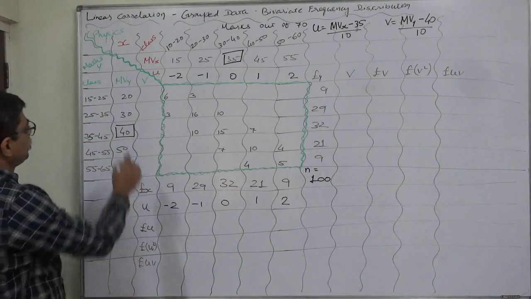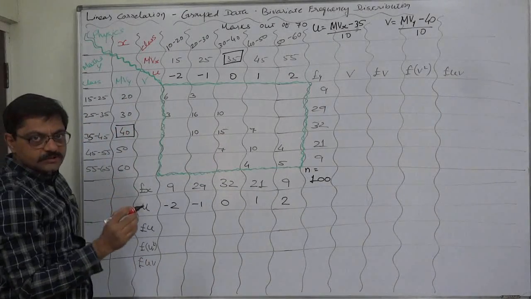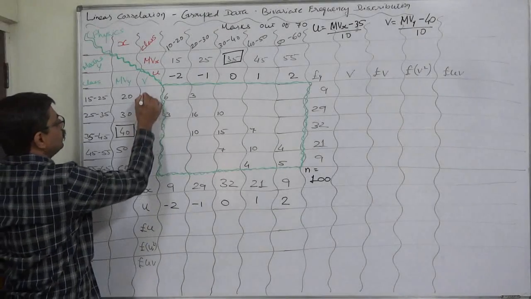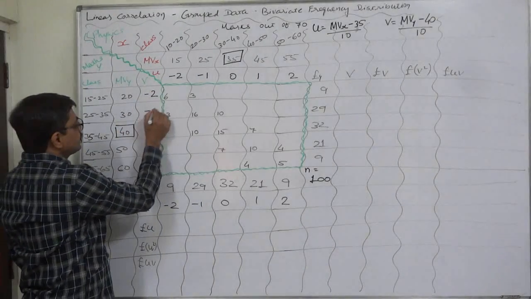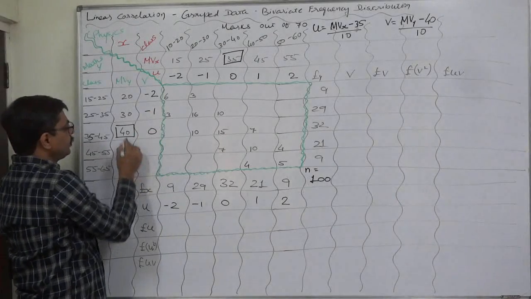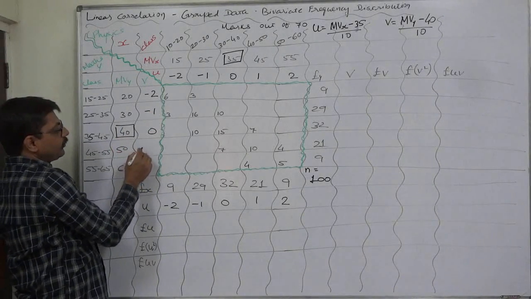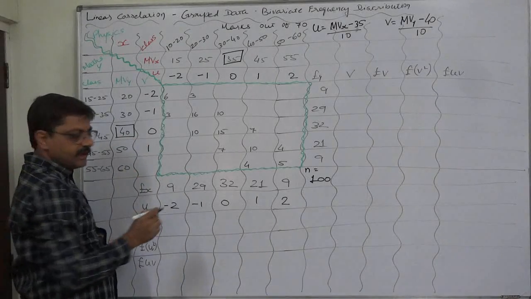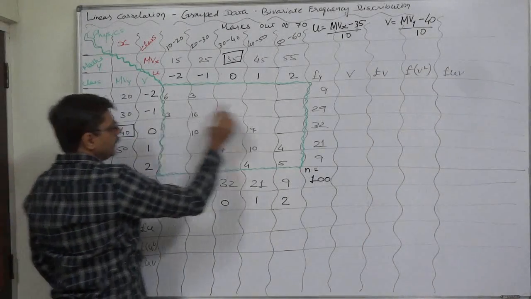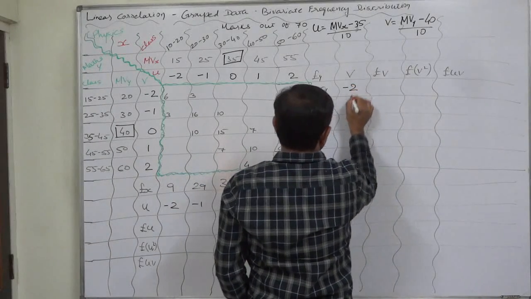Similarly, V, 20 minus 40, minus 20, divided by 10, minus 2. 30 minus 40, minus 10, divided by 10, minus 1. 40 minus 40, 0. 50 minus 40, positive 10 divided by 10, 1. 60 minus 40, positive 20 divided by 10, positive 2. Repeat the same column here.